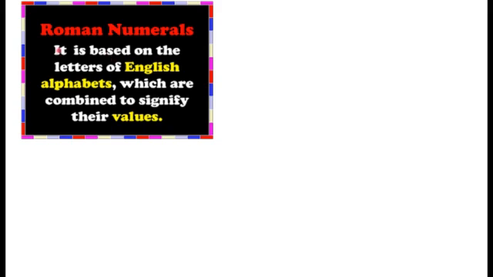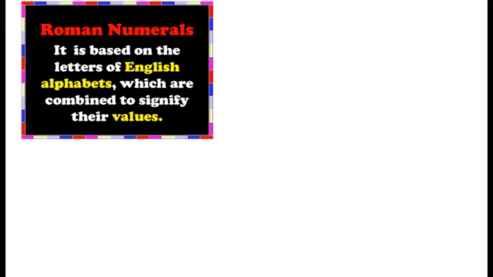Roman numerals are based on the letters of the English alphabet which are combined to signify their values. So the Roman numerals are written with the alphabets of English, and when we combine them, they form the Roman numerals. Roman numerals is one of the early systems of writing numerals. This system originated in ancient Rome, and Romans did not have zero in their number system and were not aware of the place value system either.